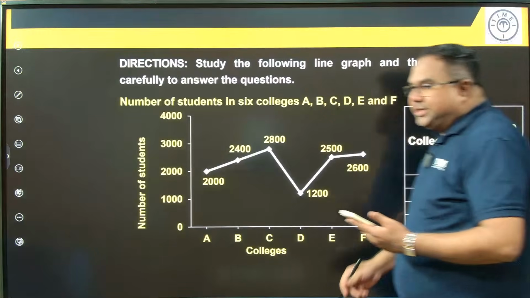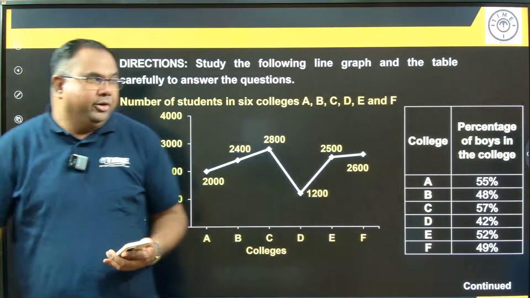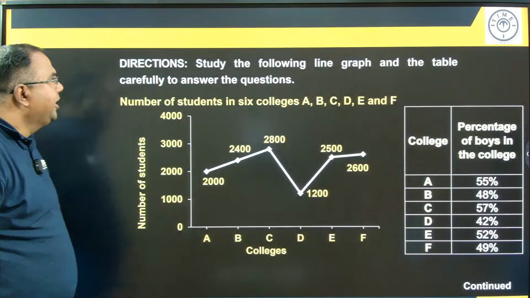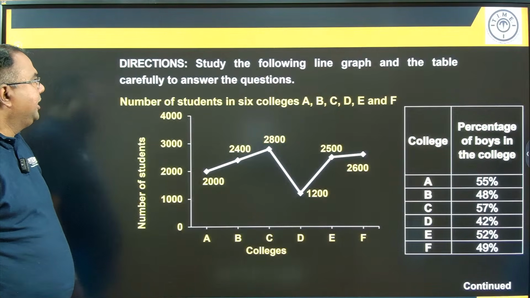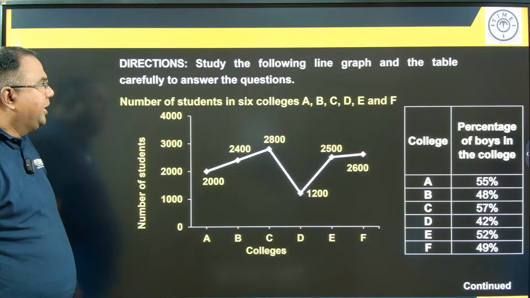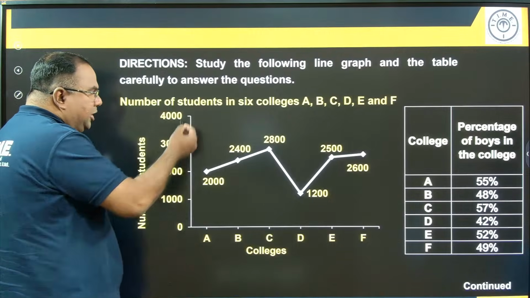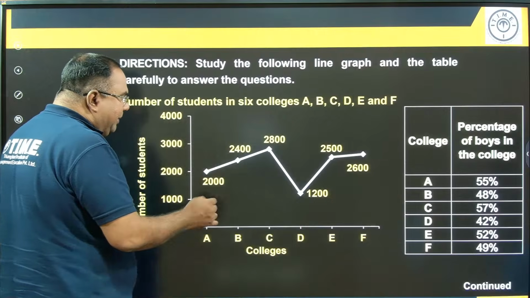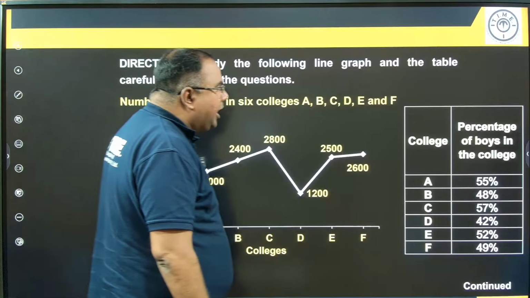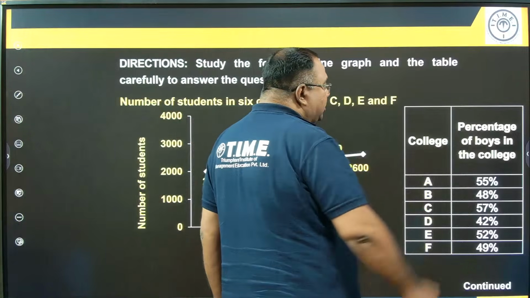Okay, let's discuss. I've given you some 2-3 minutes of time. So what is given here? Study the following line graph and the table carefully to answer the questions. Number of students in 6 colleges, A, B, C, D, E, F. We have got total number of students. No need of scale also. Values are given here. And we have got percentage of boys in those colleges.